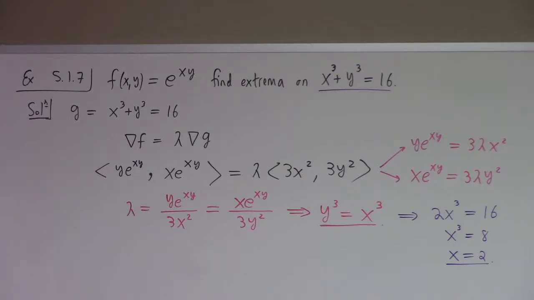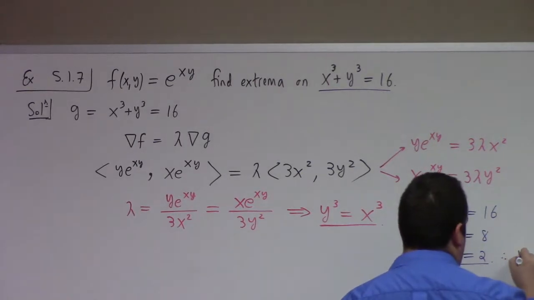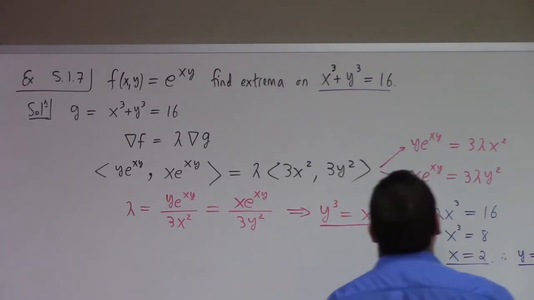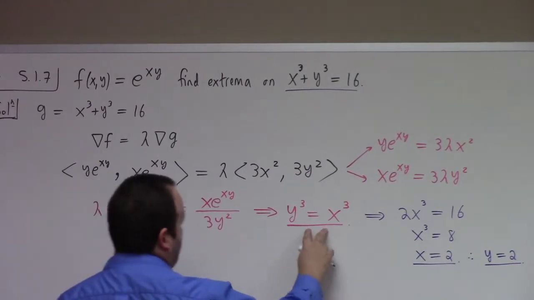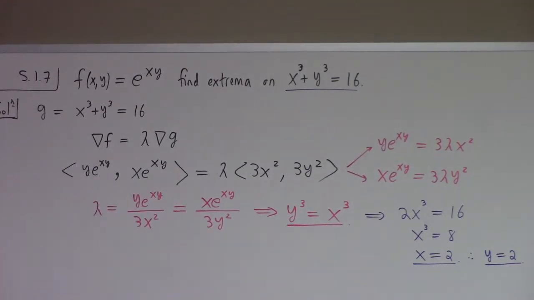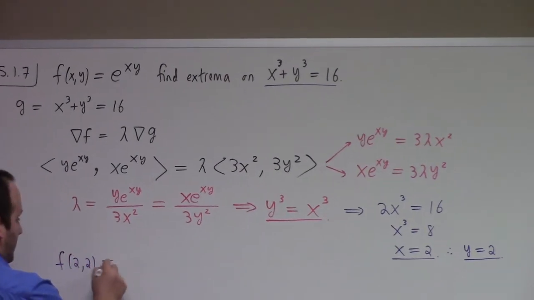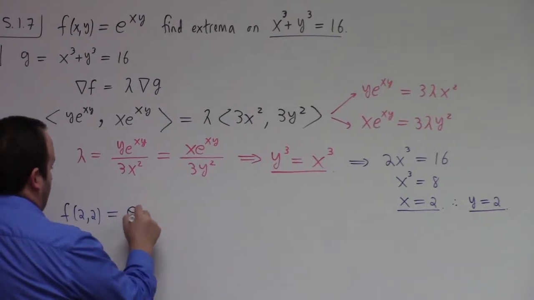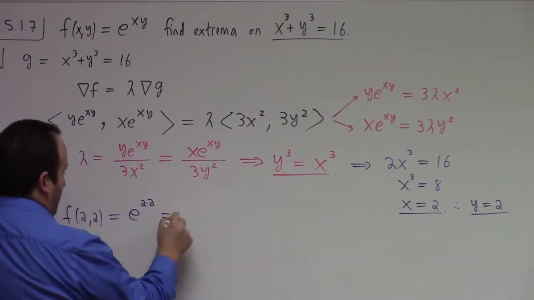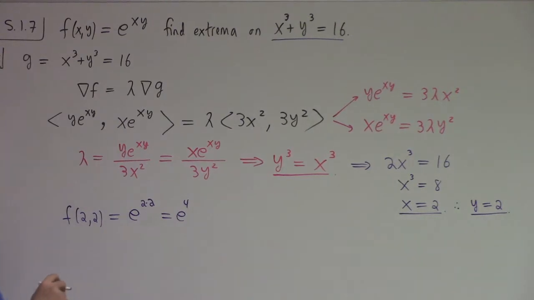Now, if x is equal to 2, what's y equal to? 2, right. y is also equal to 2, from this, I guess, taking the cube root of that. All right, so then what? So we have f of 2, 2 is equal to what? f of 2, 2 is equal to e to the 2 times 2. In other words, e to the 4.